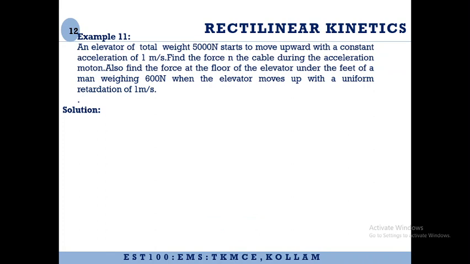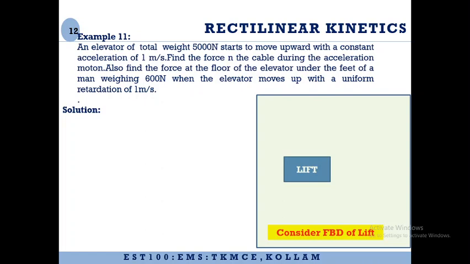Now let us consider an example. We have a lift of total weight 5000 Newton and it is moving up with an acceleration of 1 meter per second square. We have to find the force in the cable. Also we have to find the reaction on a person of 600 Newton weight when the lift is moving upward with a uniform retardation. So let us consider the first case.